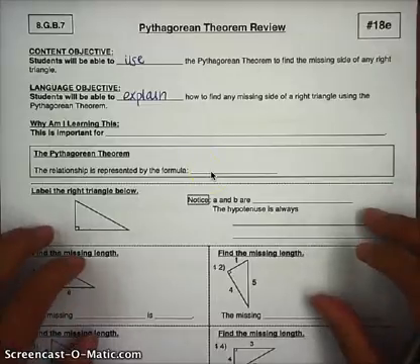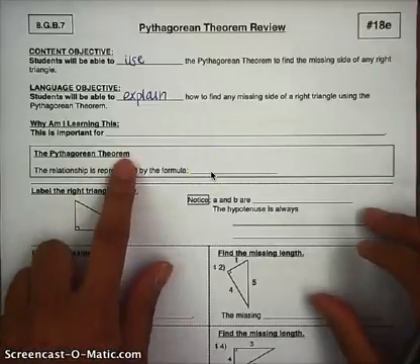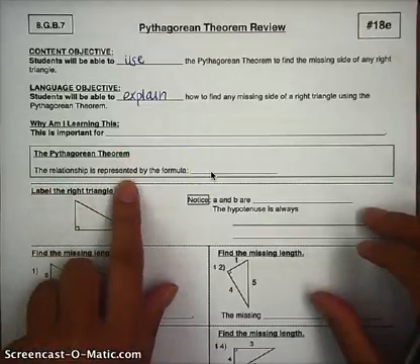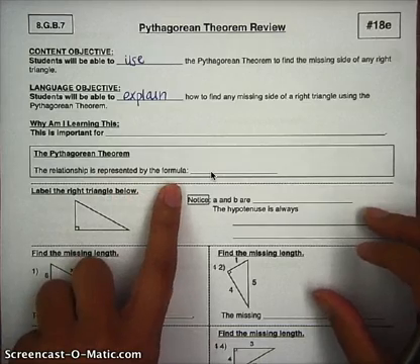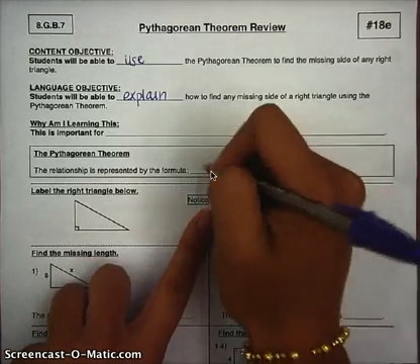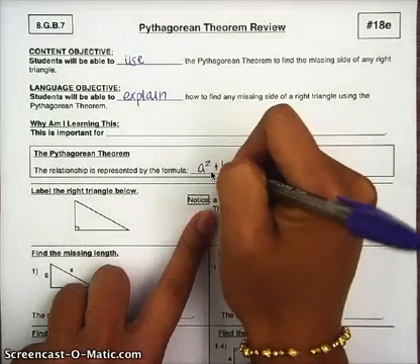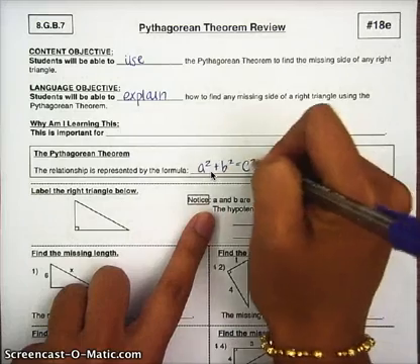So the very first thing we're going to talk about is the Pythagorean Theorem. It's basically the relationship that's represented by the easiest formula you'll ever have to memorize, which is a squared plus b squared equals c squared.